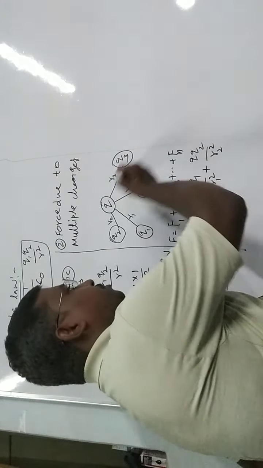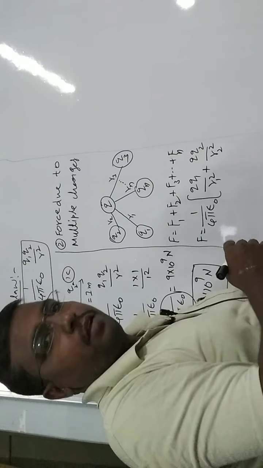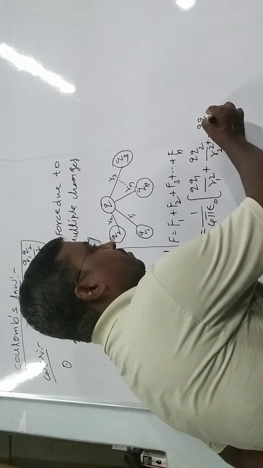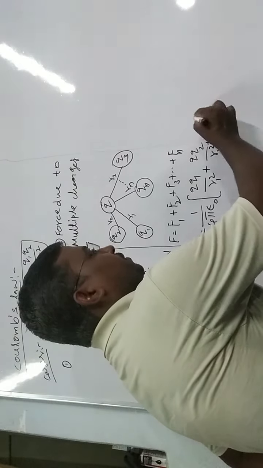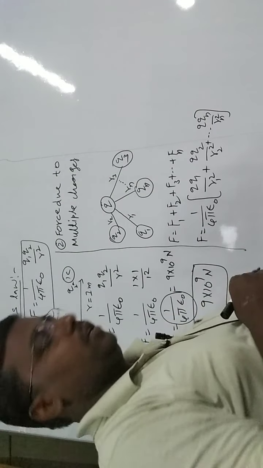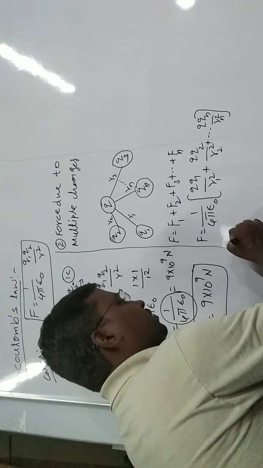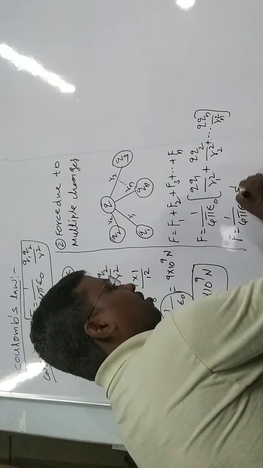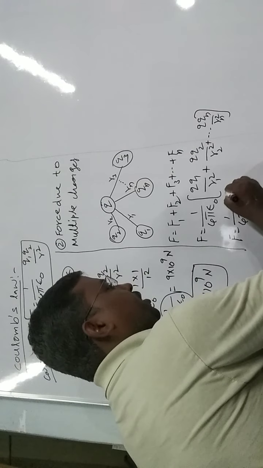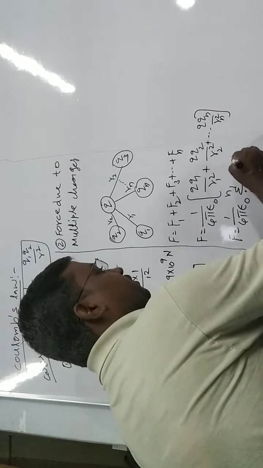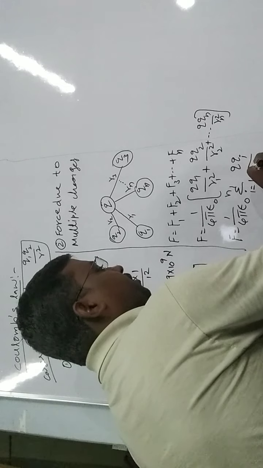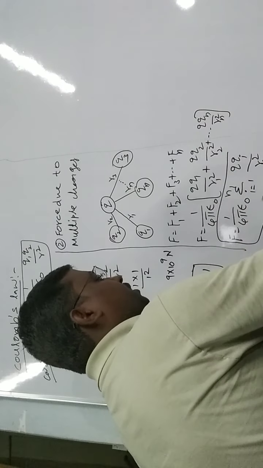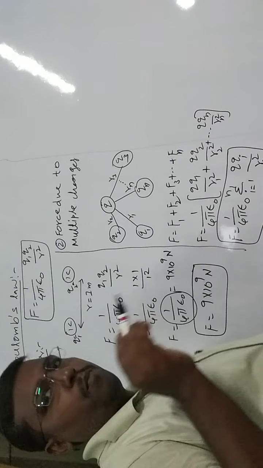Similarly, we have to write Q3 by R3 square, and finally, and so on, Qn by Rn square. This one will be written in the summation formula as sigma i equal to 1 to n, Qi by Ri square. This is the force due to multiple charges.